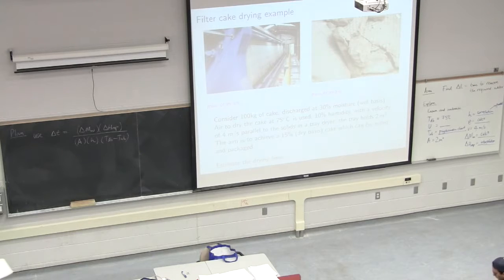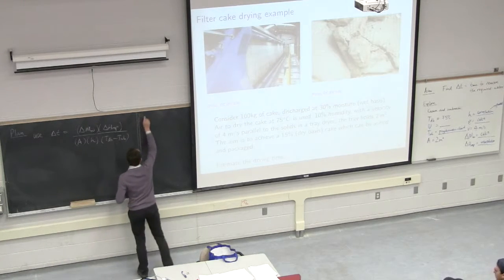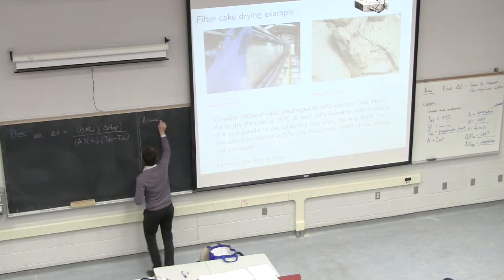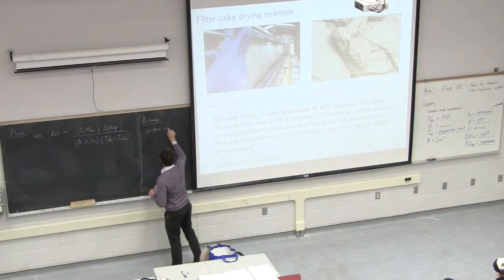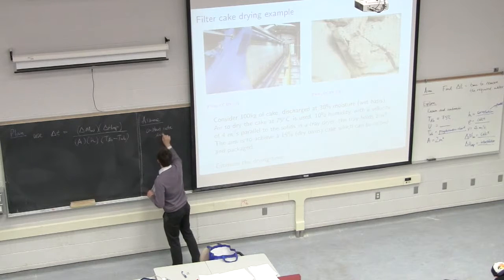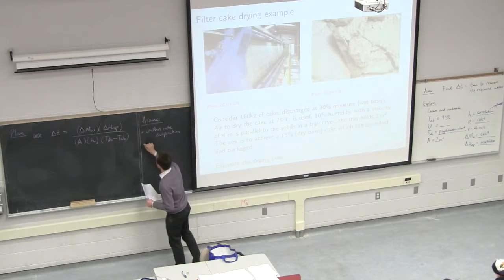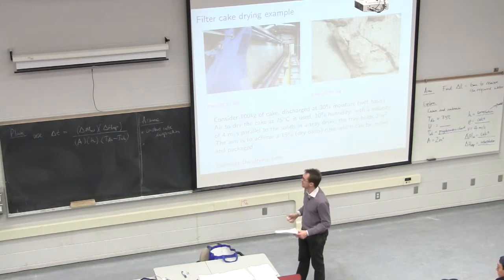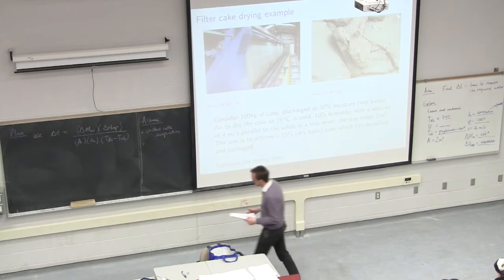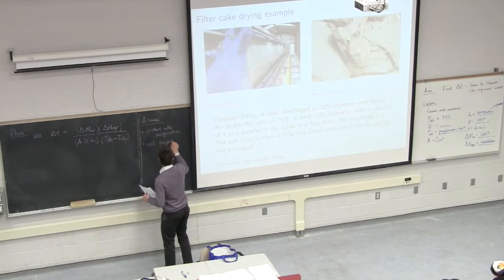We want to make sure, or at least assume, that all of these are constant. Now, there's a number of assumptions here. So we're assuming constant rate evaporation. That has to be clear, right? We can't just use that equation without that assumption. We have to assume that all our properties are in fact constant.